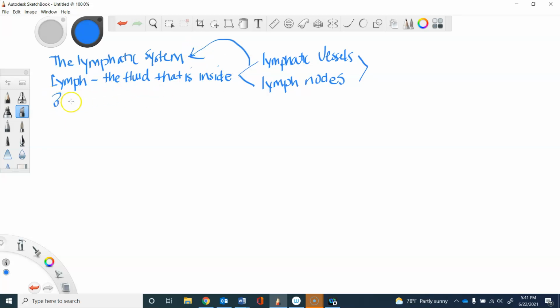There are basically three roles of the lymphatic system. All right, the first one is to return fluid to the heart.